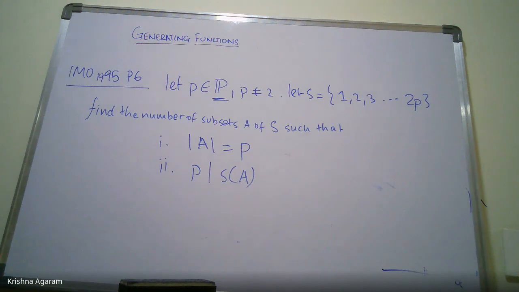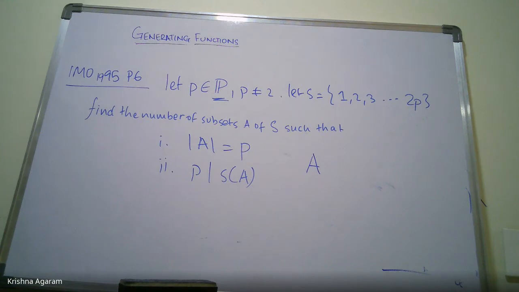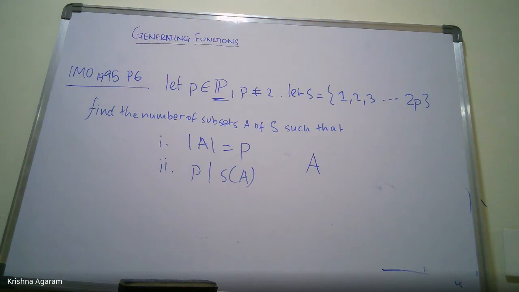We suppose you have a subset A. There are two things that are useful here about the subset. One is its size, and one is S of that, meaning the sum of its elements. In this problem, given some subset, you want to look at its size and the sum of elements in it. You don't want anything else about it, and you just have to pick those which satisfy those conditions.